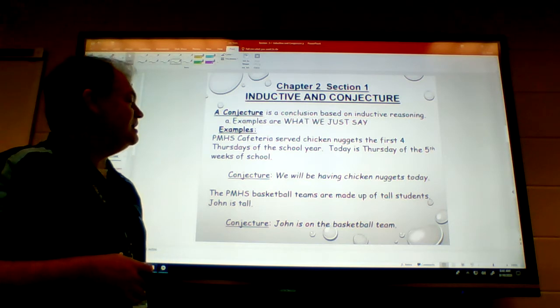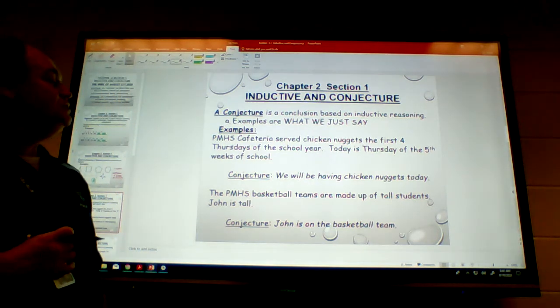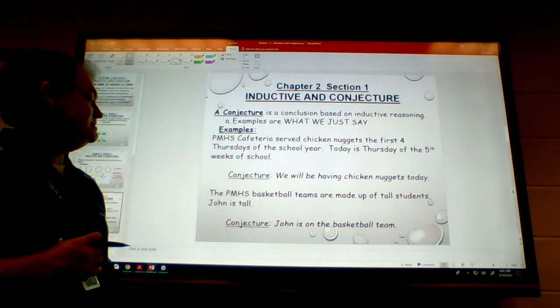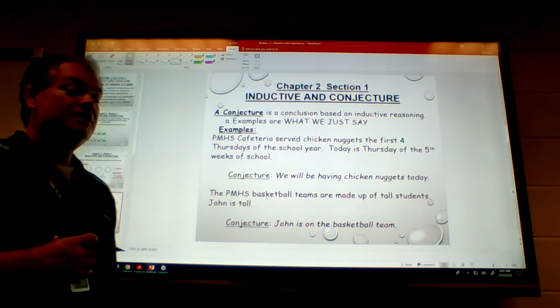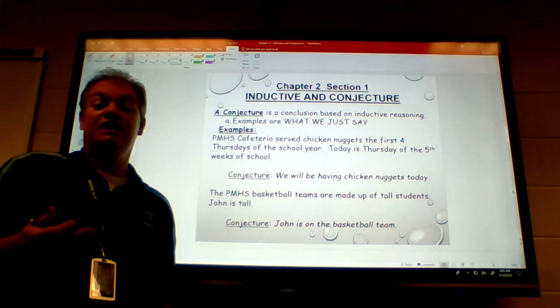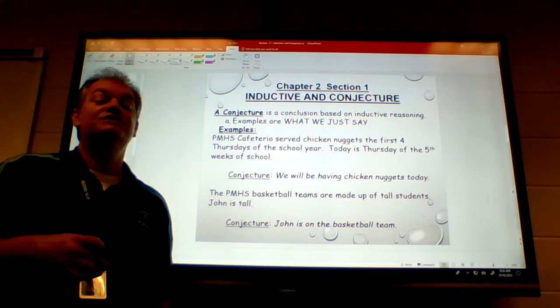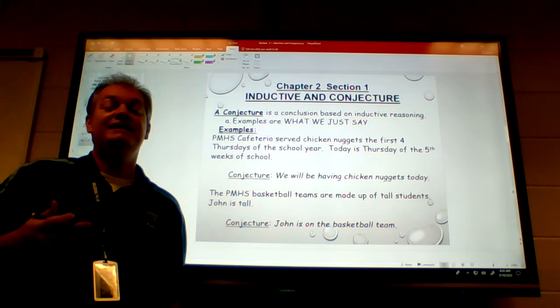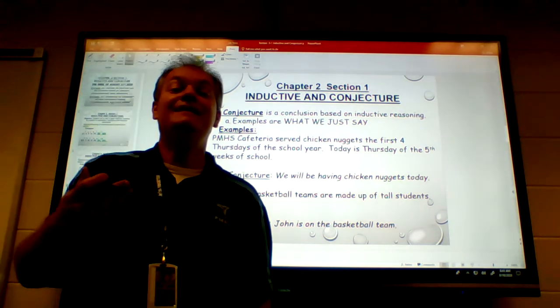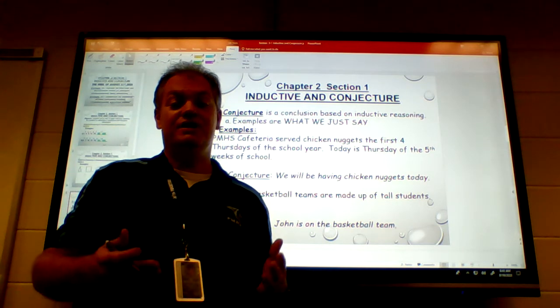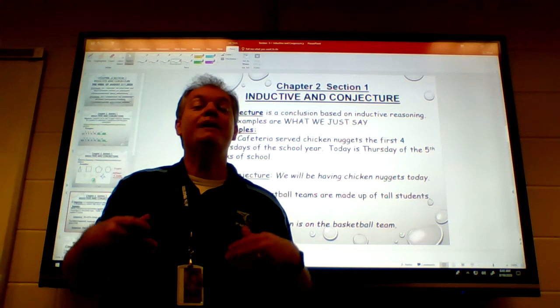Or another example I like to use. The Perry Marion High School basketball teams are made up of tall students. John is tall. So the conjecture: if John is tall, then that means that he's going to be on the basketball team. Does that mean that that's going to happen? Not always. Sometimes yes, sometimes no. It's a conjecture or a prediction.